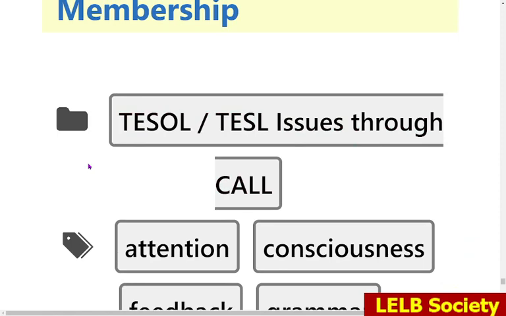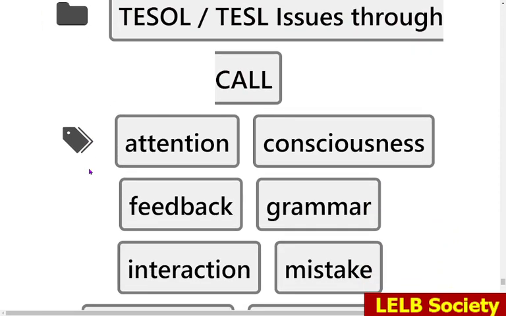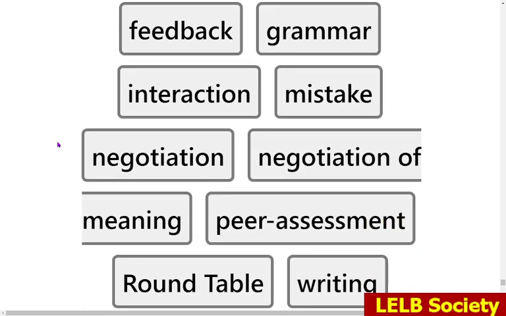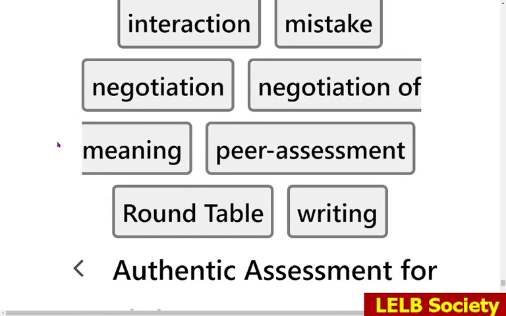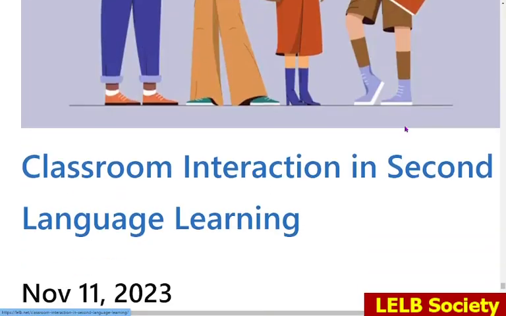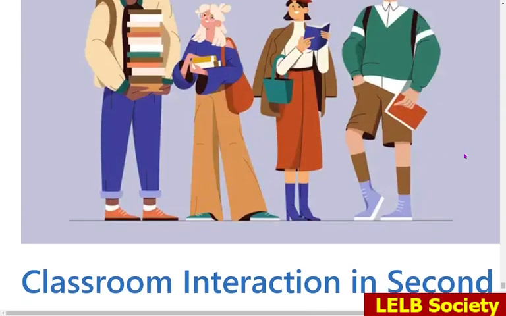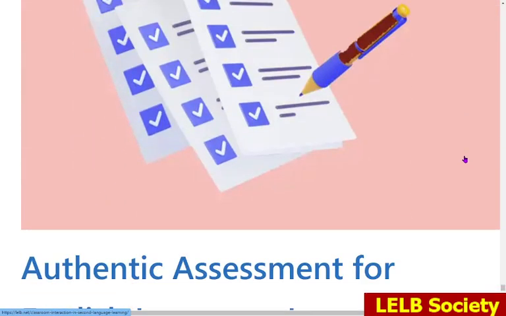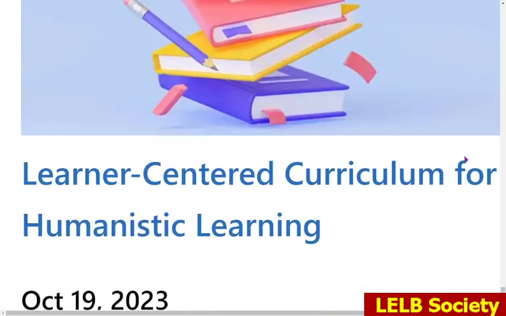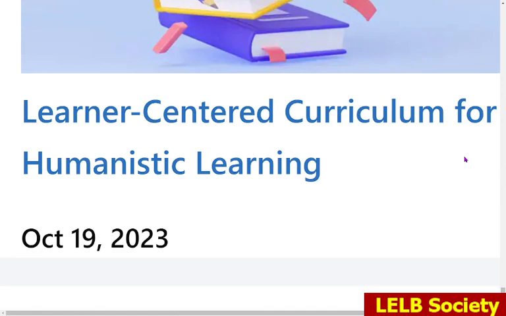This article falls into the category of TESOL issues through CALL, and some of the keywords are attention, consciousness, feedback, grammar, interaction, mistake, negotiation, negotiation of meaning, peer assessment, roundtable, and writing. Let me show you some related posts: Classroom interaction in second language learning, authentic assessment for English language learners, and learner-centered curriculum for humanistic learning.